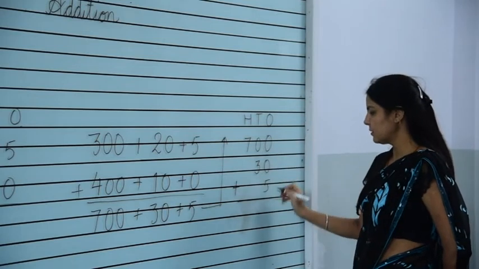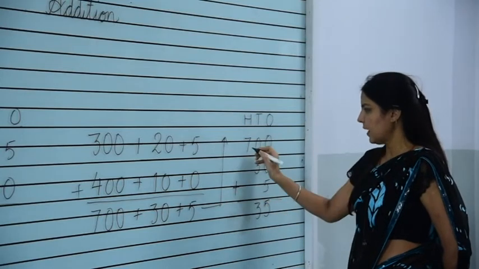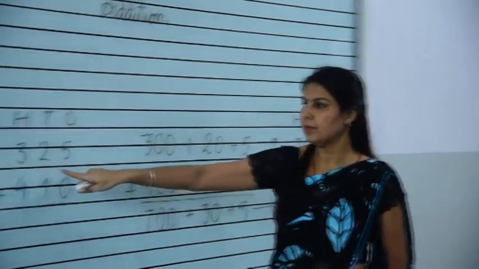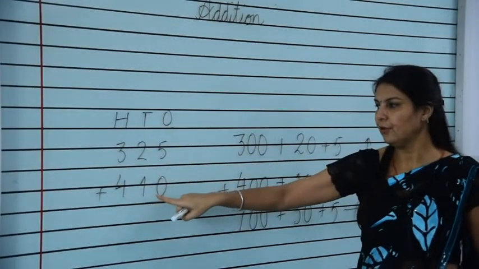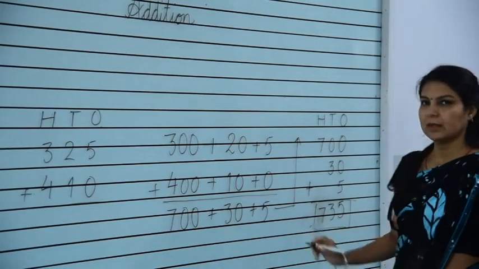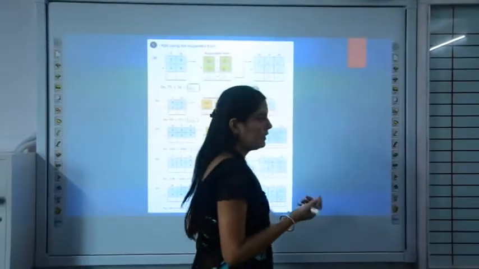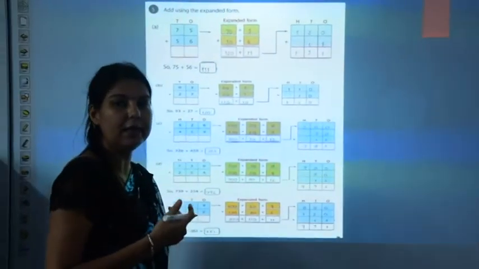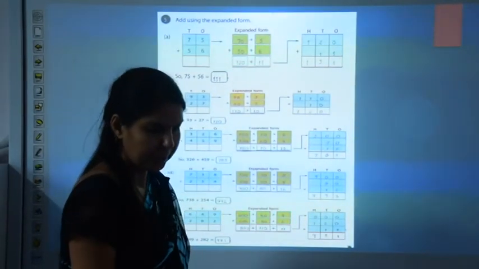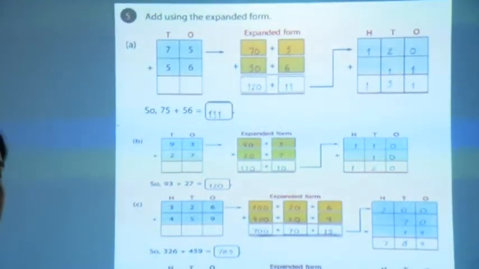5 plus 0 plus 0, it will be 5. 3 plus 0, it will be 3. 7 we will write as it is. So after adding these two numbers, 325 and 410, we got 735. This is the expanded form of these numbers, and you know how we can add numbers using expanded form. Now you can see the questions given here, you can do these sums yourself now.